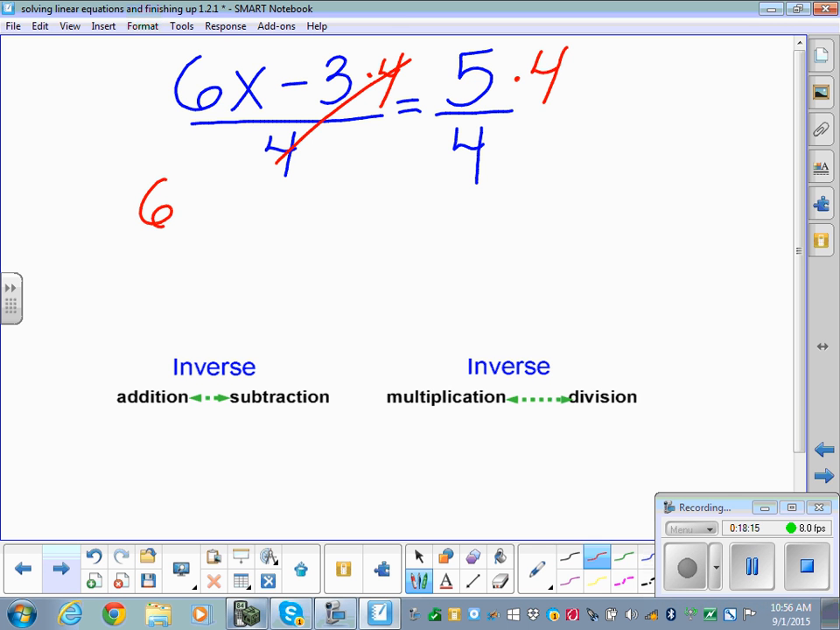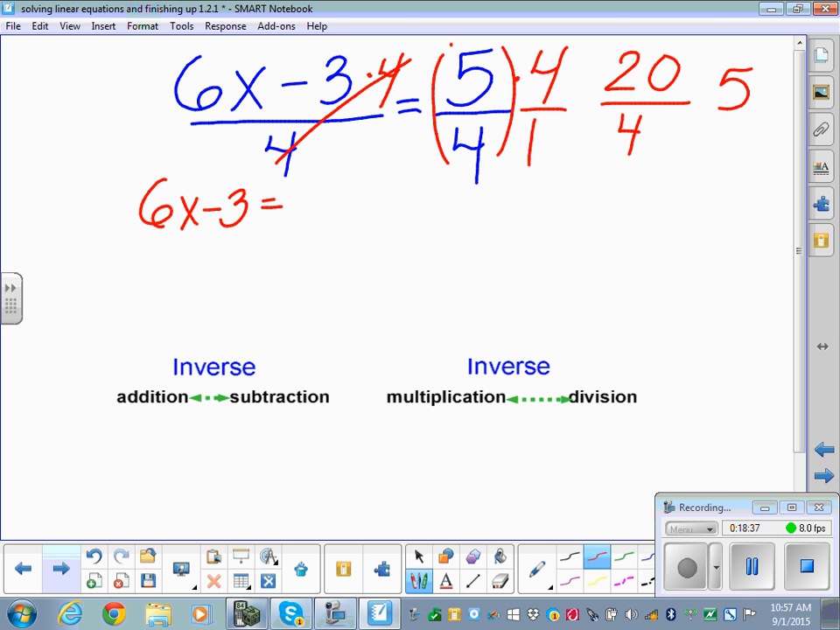So we have 6x minus 3 is equal to 5/4 times 4. Let's say you didn't know how to do that by hand, you type it in your calculator using parentheses. Well, I think that this one's not bad by hand, so I'm going to do it. You could do it with your calculator, that's fine. But when we multiply fractions, we multiply straight across. So 5 times 4 is 20. 4 times 1 is 4. So what's 20 divided by 4? 5. So we have it equal to 5.